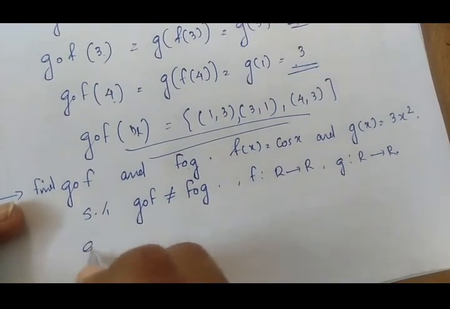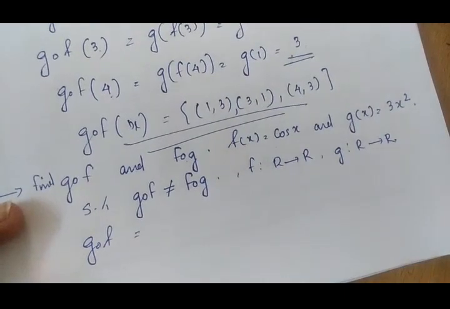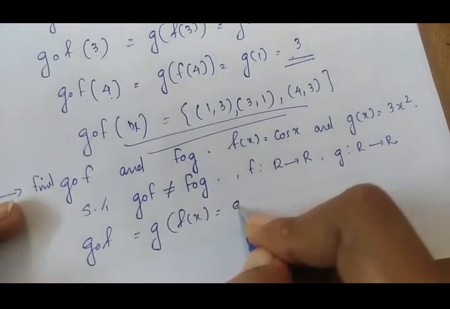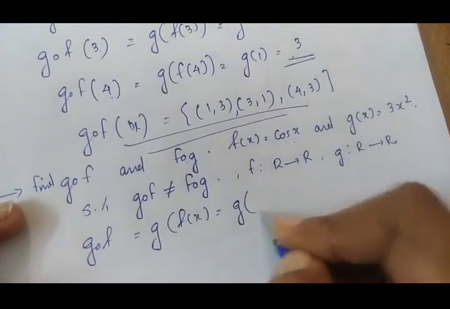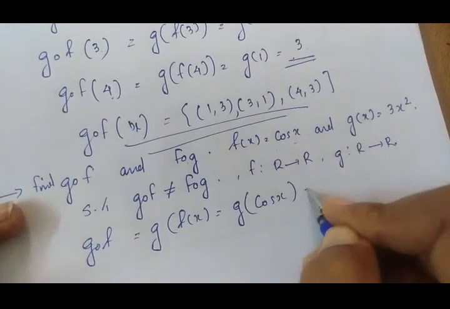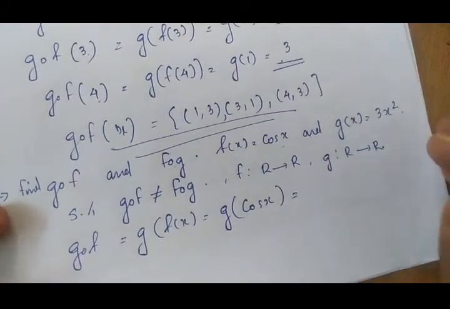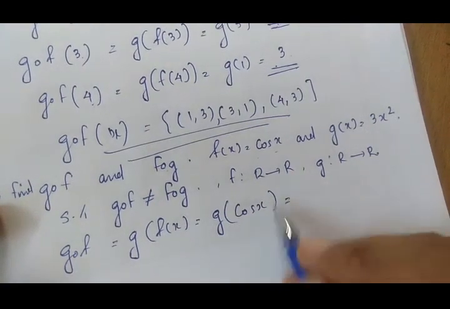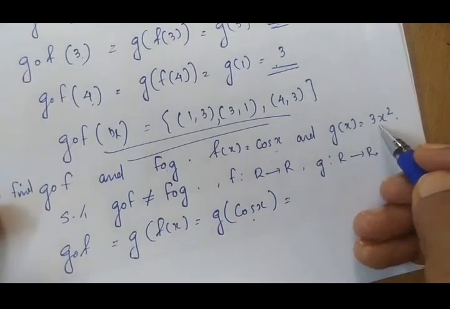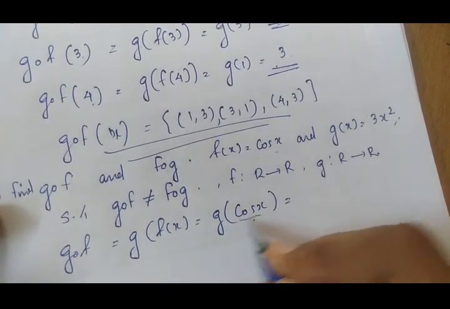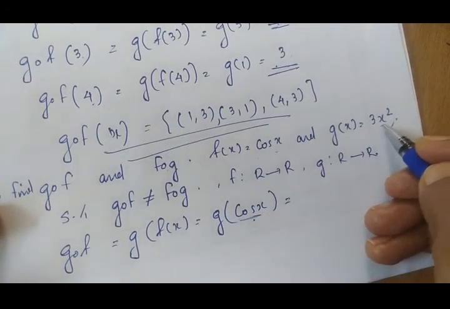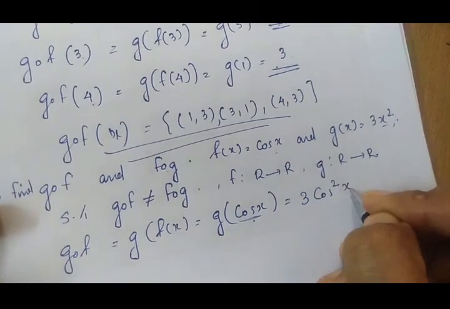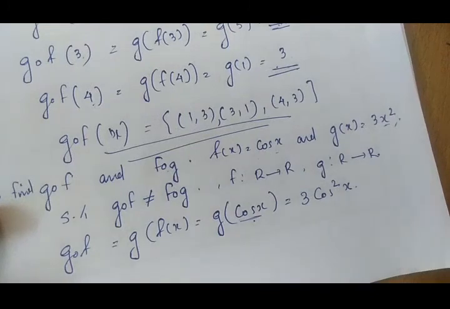Let's find first g∘f, which is equal to g(f(x)). f(x) is equal to cos x, so g(cos x). g(x) is equal to 3x², so here the value of x is cos x, and we have to substitute the value of x here, that is 3cos²x.